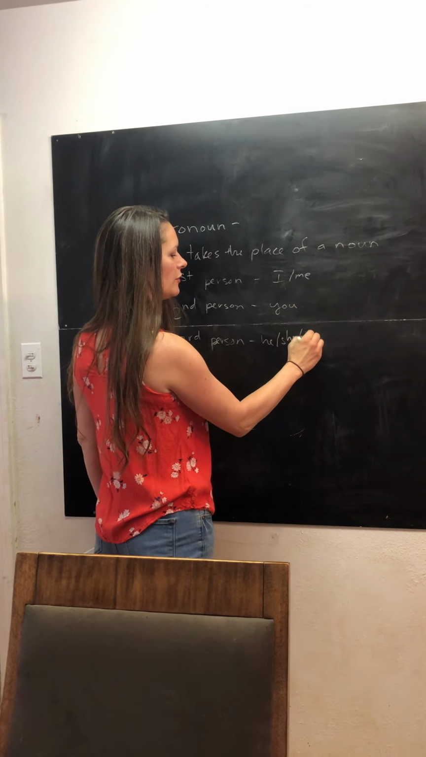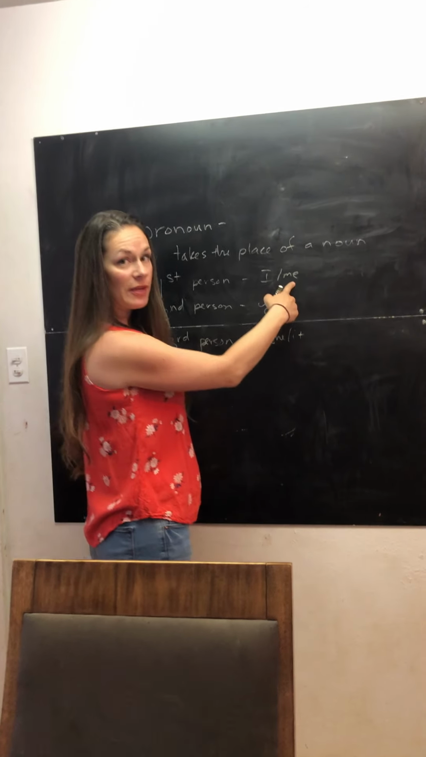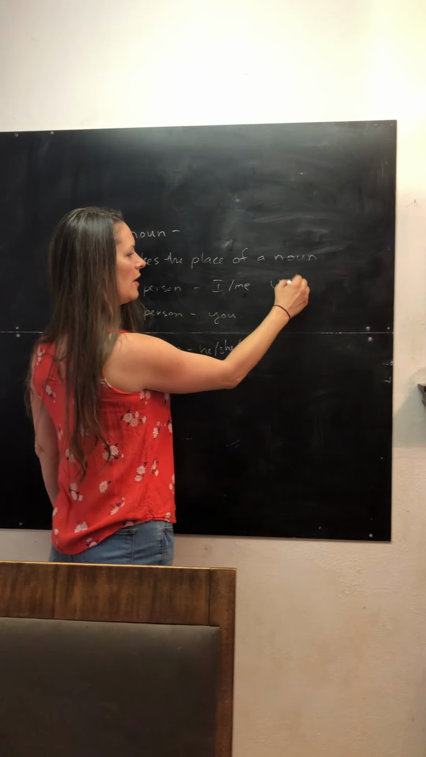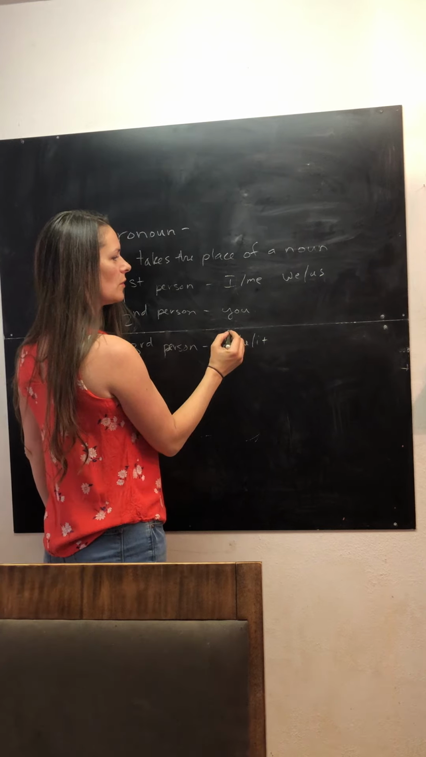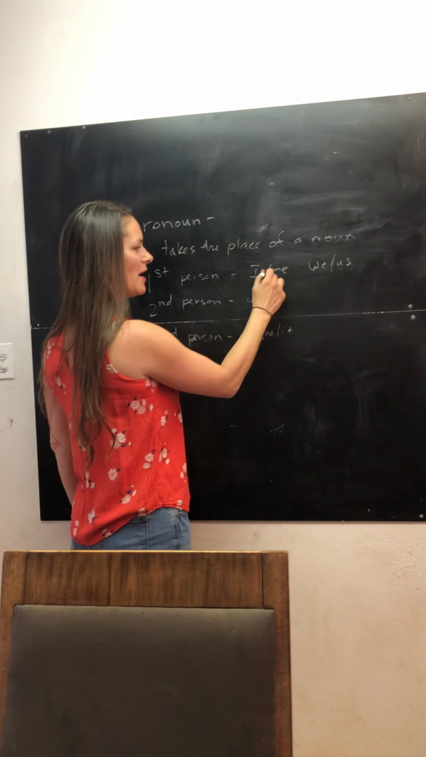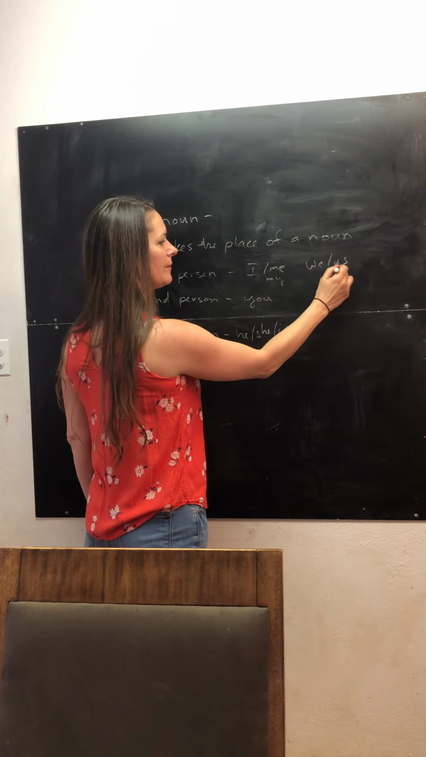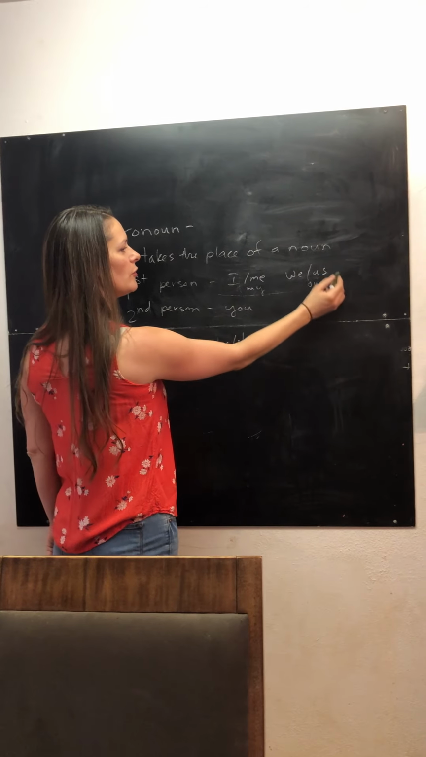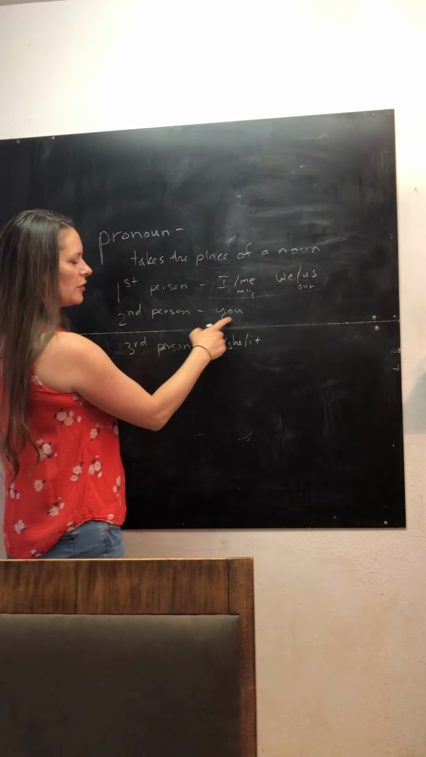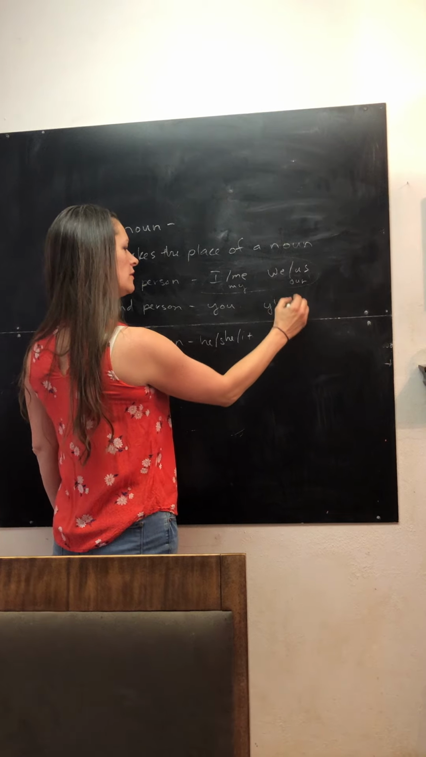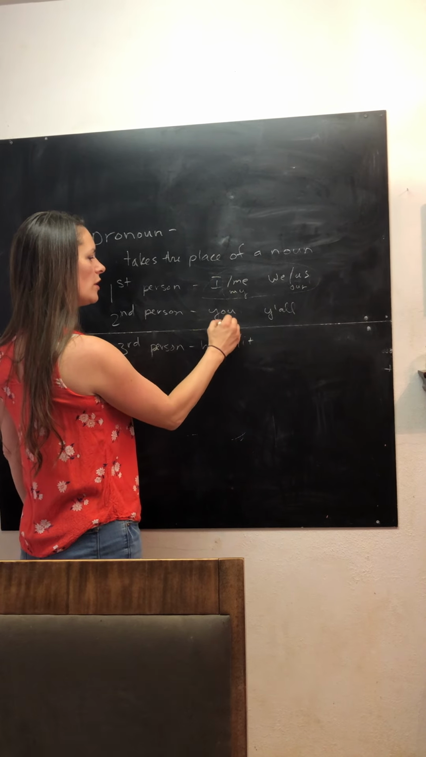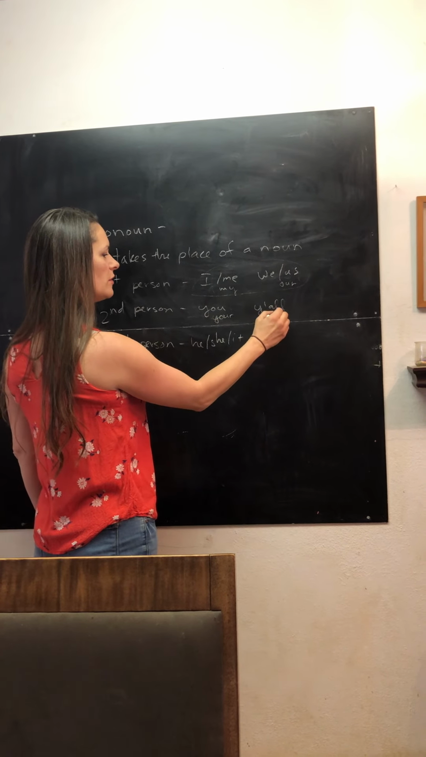Now these can be in the plural too. The plural of I and me is we and us. Or in the possessive, it would be my and our. Okay, these are all first person pronouns. The plural of you is y'all, your, or yours, and your in the plural.